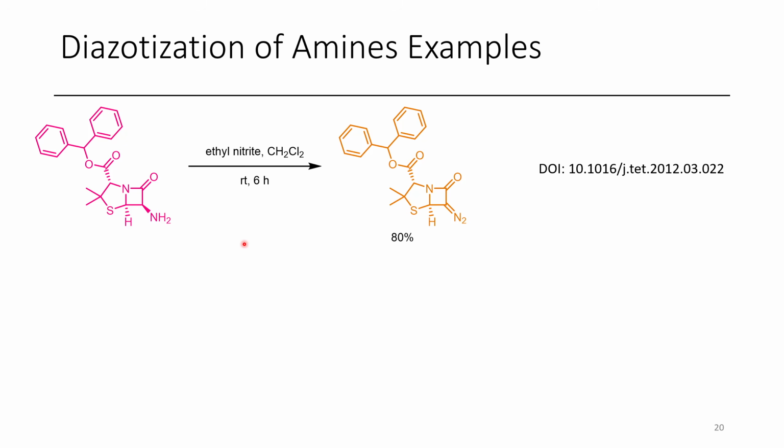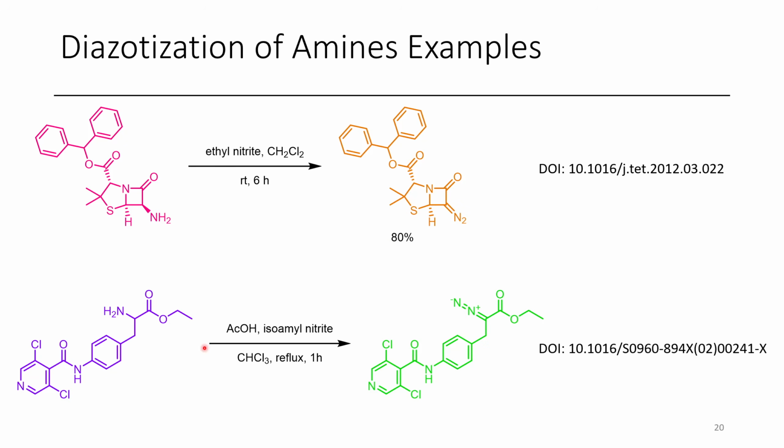So some examples of this include the treatment of this penicillin derivative. You can see that this amino group is cleanly converted to this diazo. And in this other example, we can see we have a pyridine with some halogens and an amide. This is well tolerated, and the corresponding NH2 group is converted to the diazo, although no yields were given in this paper.